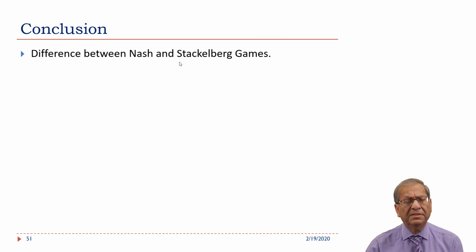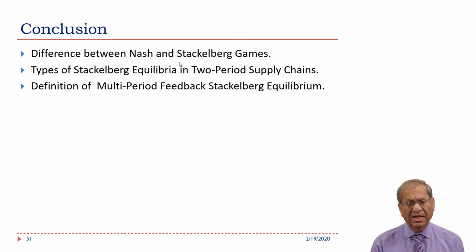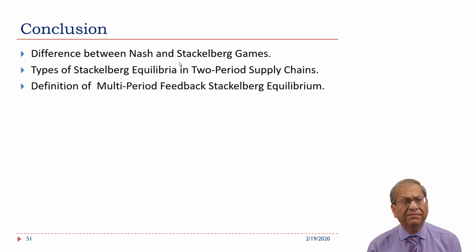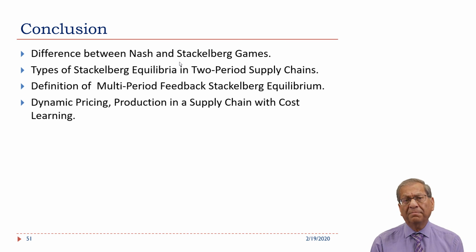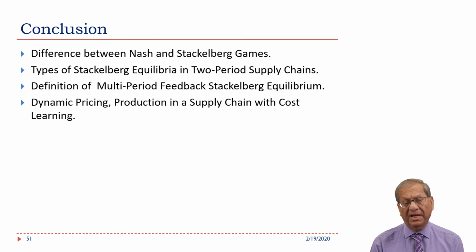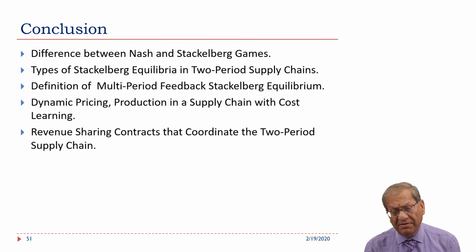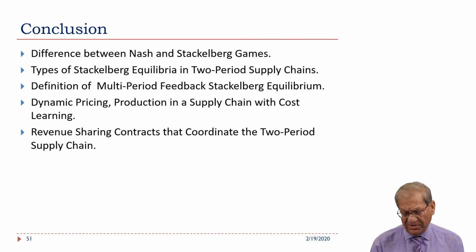In this talk, we have delineated the difference between Nash and Stackelberg games. Then we have defined the types of Stackelberg equilibrium in 2-period supply chains. And we have given a general definition of a multi-period feedback Stackelberg equilibrium. We have applied this model to a problem of dynamic pricing, production, and supply chain with cost learning. And we have come up with a revenue sharing contract that will coordinate the 2-period supply chain.